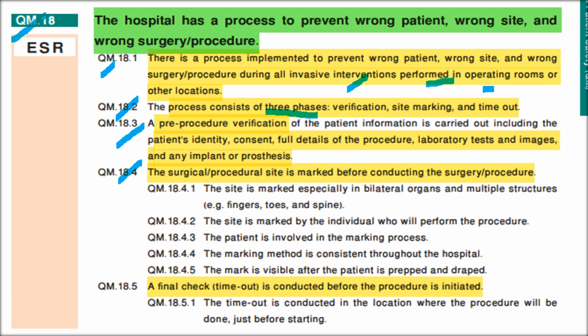Another, the surgical or procedural site is marked before conducting a surgery or procedure. So this includes that the site is marked, especially in bilateral organs and multiple structures like the fingers, toes, and spine. The site is marked by the individual who will perform the procedure. The patient is involved in the site marking process. The site marking method is consistent throughout the hospital. The site mark is visible after the patient is prepared and draped.